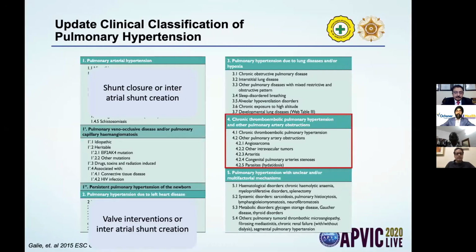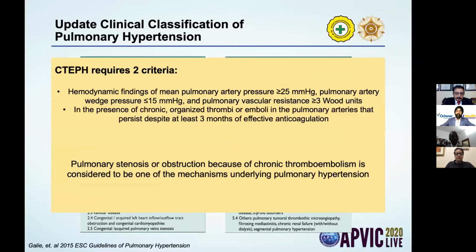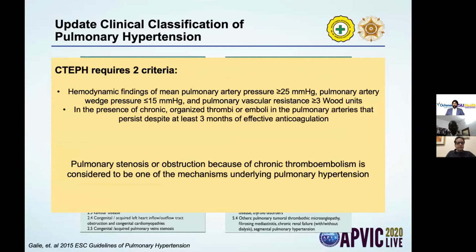We know that CTEPH requires 2 criteria, where we find the hemodynamic findings of mPAP more than 25 with pulmonary wedge pressure less than 15 millimeters of mercury. And we have to calculate the pulmonary vascular resistance, equal to or more than 3 Wood units, by right heart cath. In these patients, we find the presence of chronic organized thrombus or emboli in the pulmonary artery that persists despite at least 3 months of effective anticoagulation. So basically, the mechanism underlying CTEPH is pulmonary stenosis or obstruction because of chronic thromboembolism.